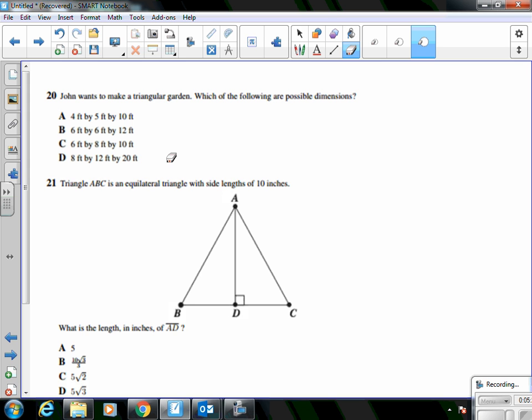All right, 20, John wants to make a triangular garden. Which of the following are possible dimensions? So remember the rule that any two sides added together have to be greater than the third side if we're going to make a triangle. So if we look at the first one, we got 4 plus 5, which would be 9, which would be less than 10, so that one can't make a triangle. 6 plus 6 is going to be 12, which is the same as the other side, which it's not greater than, so that can't make a triangle. 6 plus 8 would be 14, which is greater than 10, so that one will actually make a triangle.